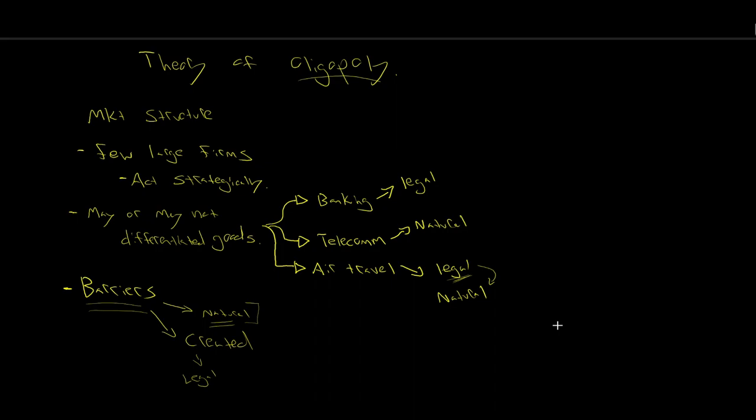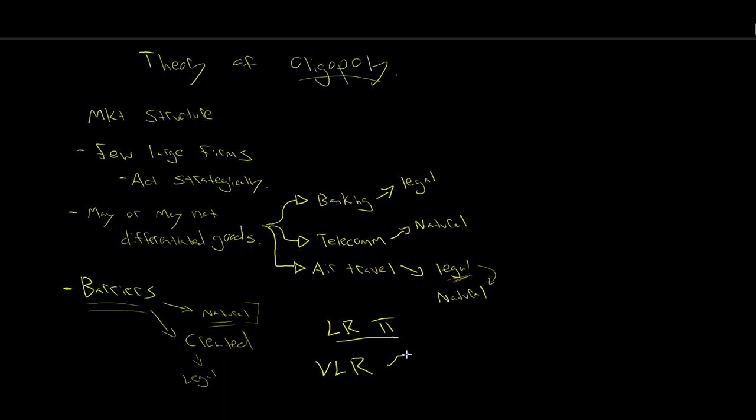Again, what does this mean? What do these barriers represent? Well, barriers represent that it is possible to earn long-run profit. Right? And we see that in all of these industries. All of these industries are able to hold on to long-run economic profit, and it's the barriers that prevent entry from getting in there.